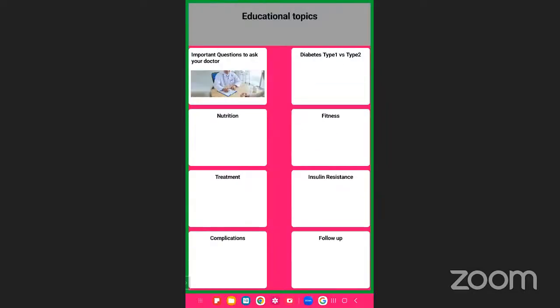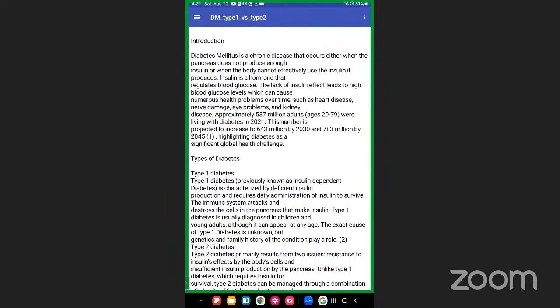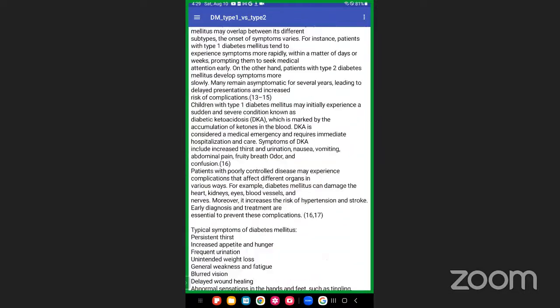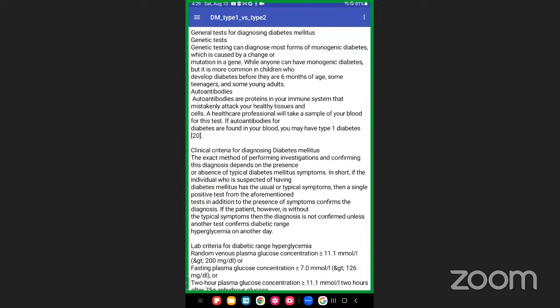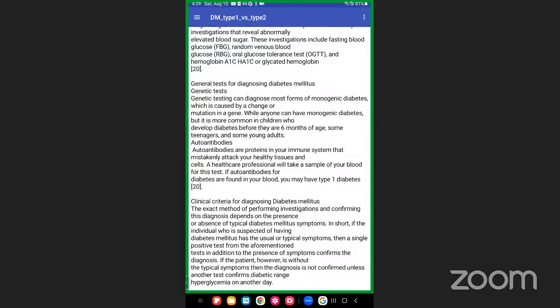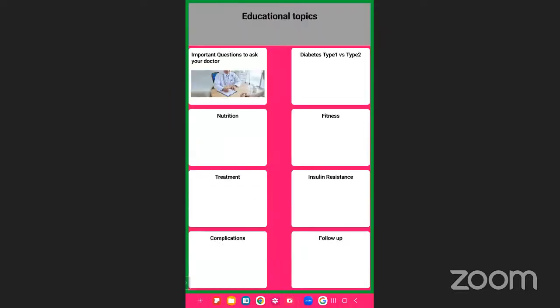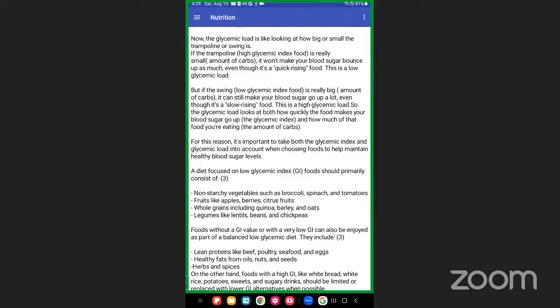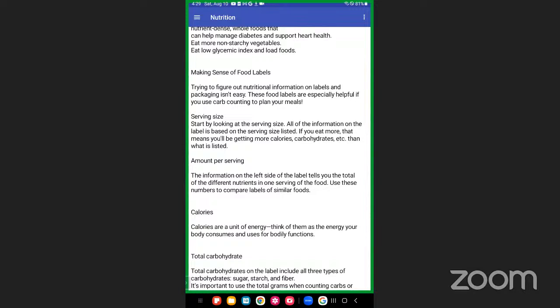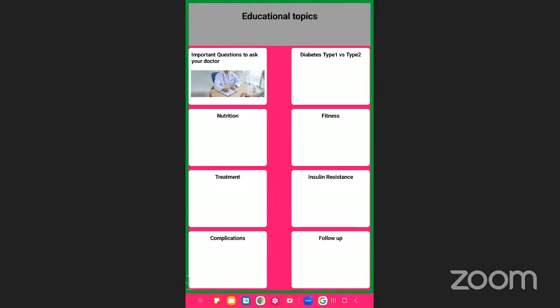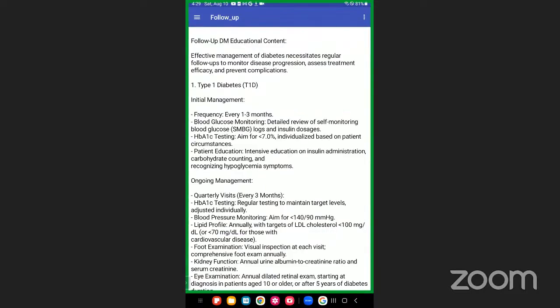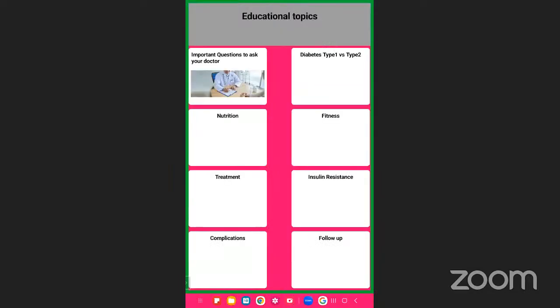Again, I go back. And this is the medication about type 1 versus type 2 diabetes. Doctors work on this and provide nutrition also. Follow up. Yes, one topic, still one group is working on it. The other was done.